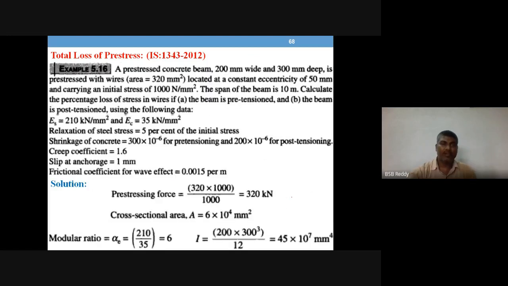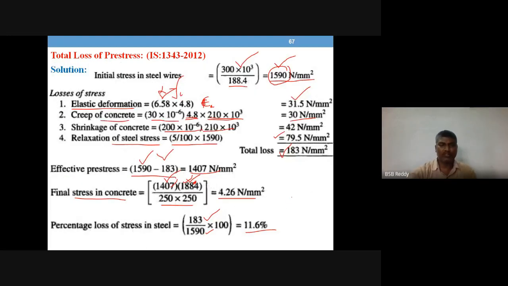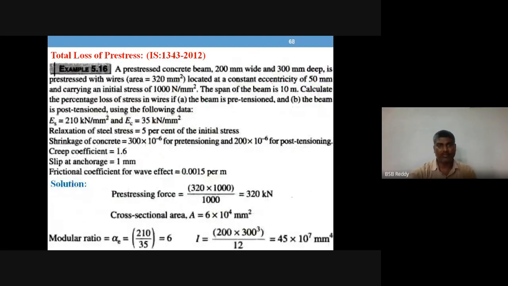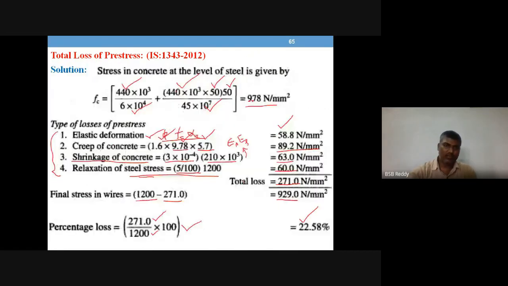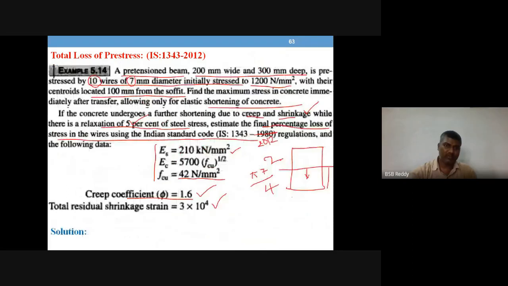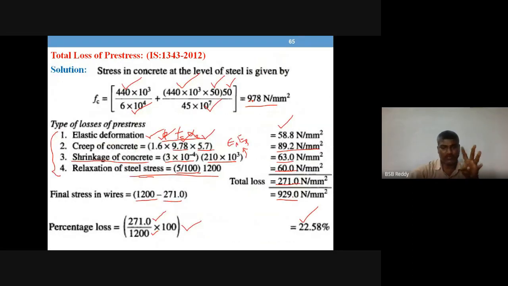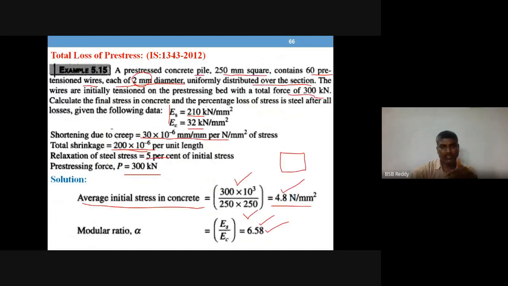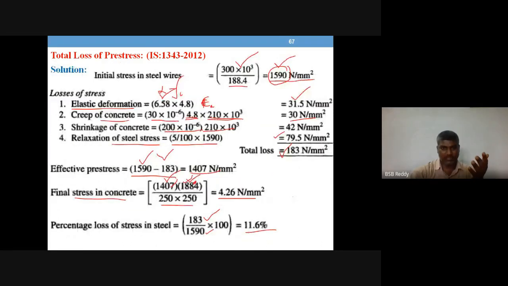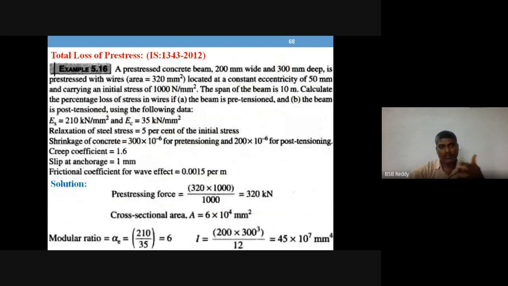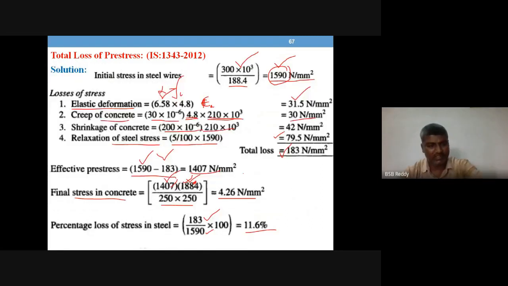Okay, right? So that is about the second example of the pre-tensioning case. These are the two such examples for pre-tension members where you have to find four types of loss of pre-stress and use them accordingly. Okay, we'll see the other examples in the next session.